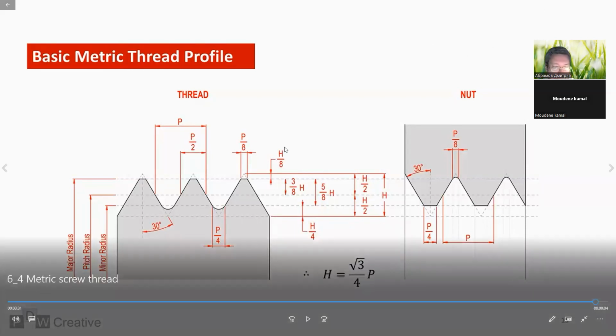Please write down to your notes this scheme, this figure. Okay, teacher. With all these dimensions.